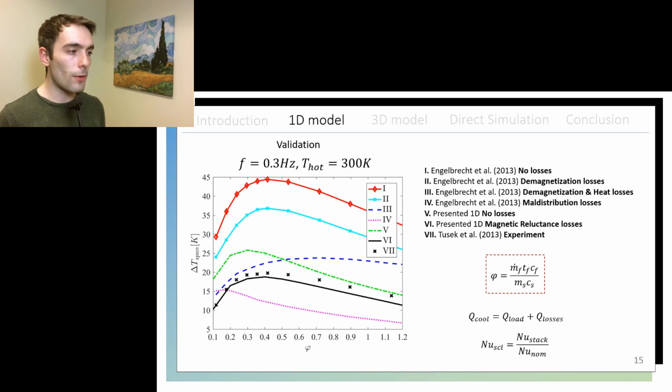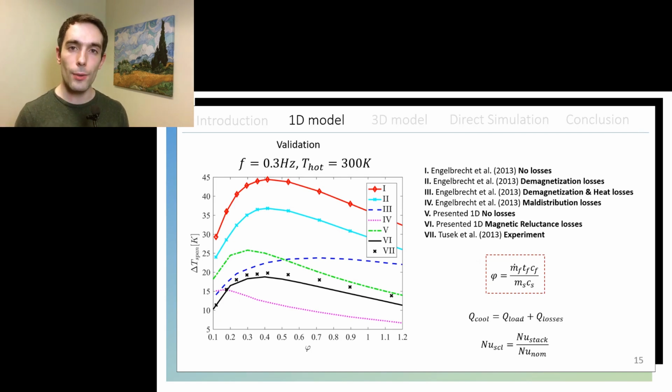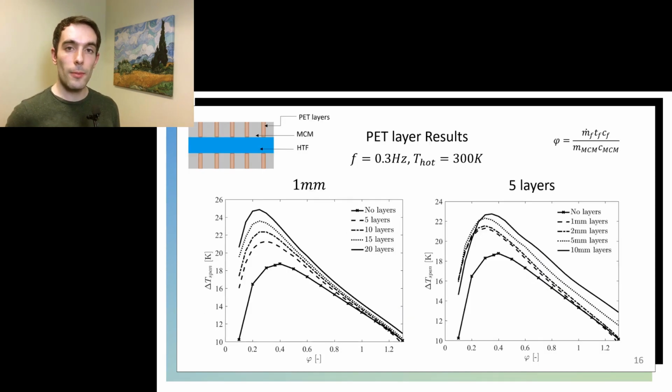And models number 5 and 6 are the model I presented earlier. Number 5 has no losses, and number 6 solves the simplified magnetic circuit. It is number 6 that is closest to the experimental measurements from Tusek et al. So we could assume that this would behave as a real regenerator, especially because I'm not going to change the operational point.